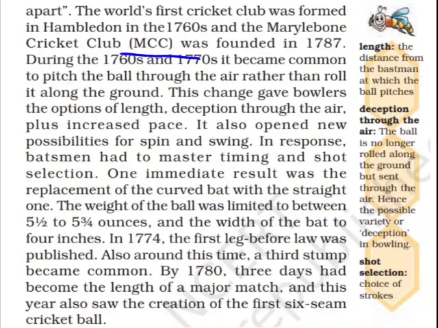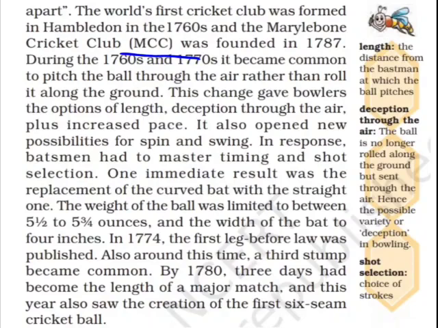There must be a 22 yards pitch, then 22 ounces, and the size of the bales and stumps. Bale must be 6 inches, stumps 22 inches. The ground may be of any shape; there is no fixed shape and size for the ground. After that 2 clubs were created, MCC and Hambledon. After that they also did very much development, like that the bat must be straight, not curved like the hockey game. So all these things came.